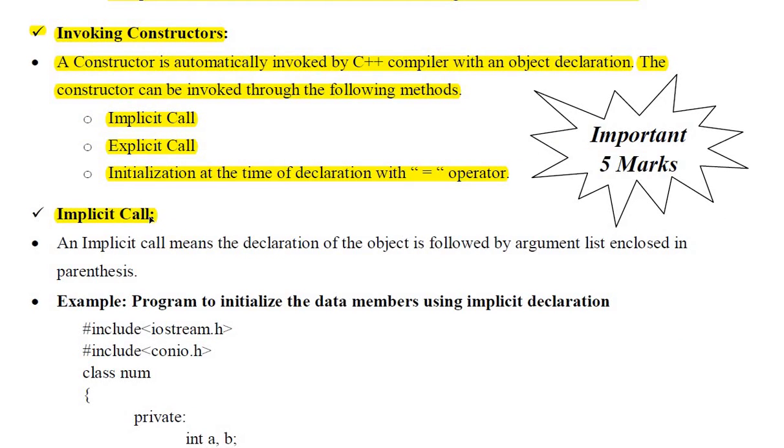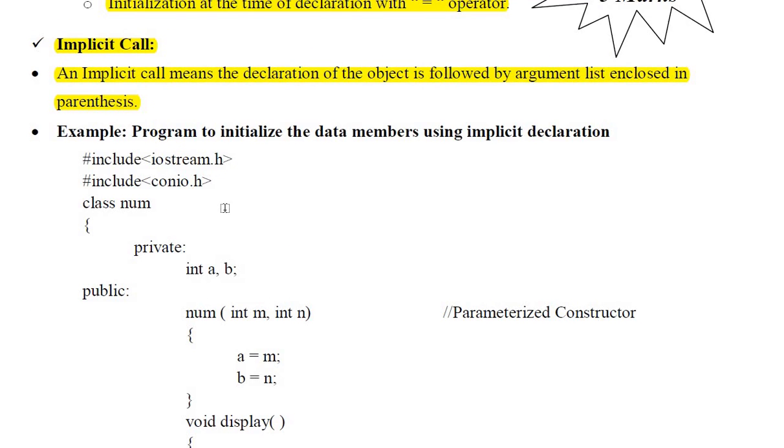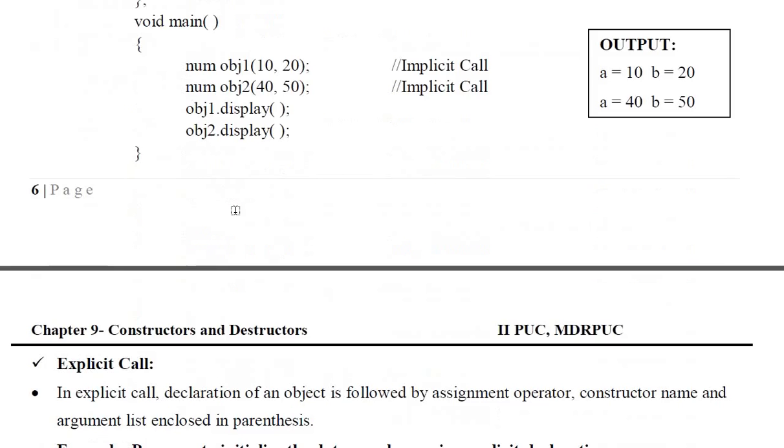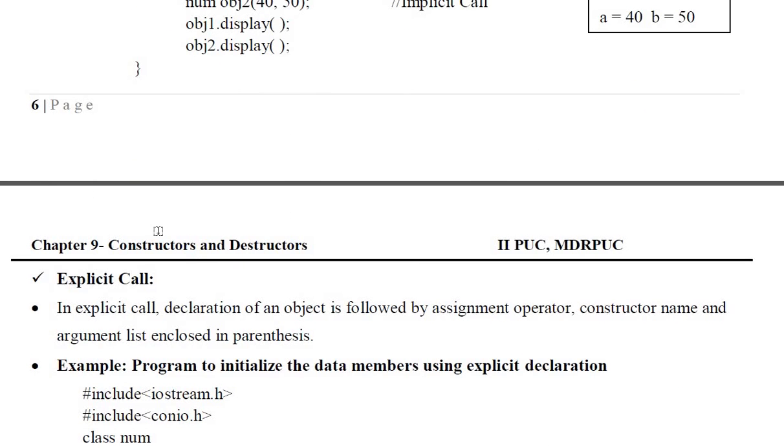So implicit call, what is implicit? Implicit means automatic. So an implicit call means the declaration of the object is followed by an argument list enclosed in parentheses. All these things we will see with the help of a program. I will show all these things by writing a program. All the features I will explain after writing the program.